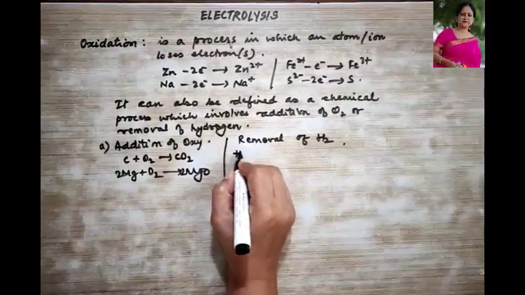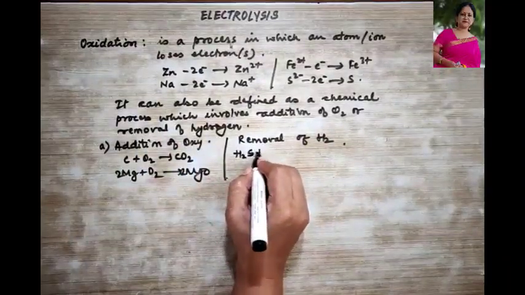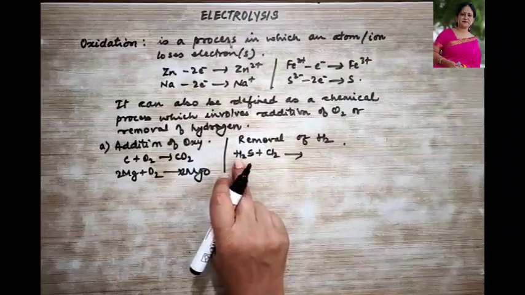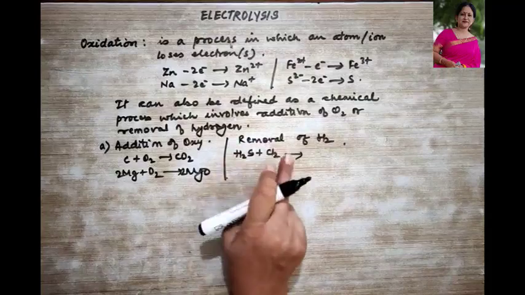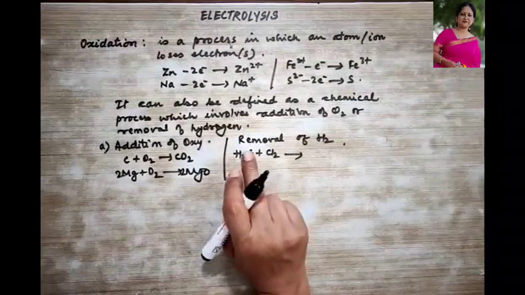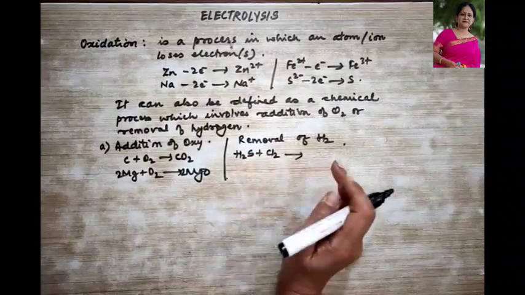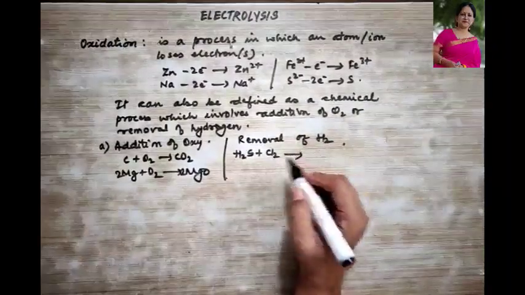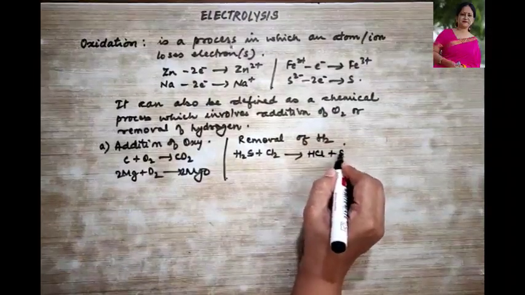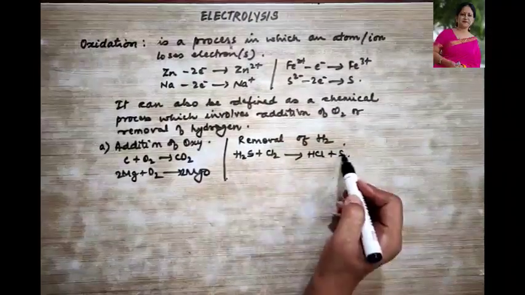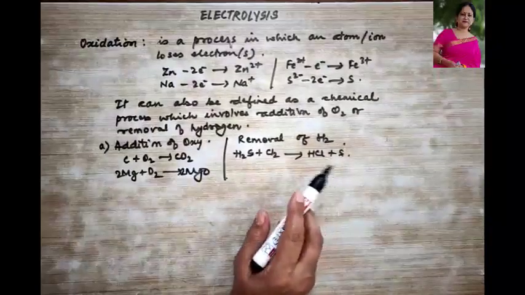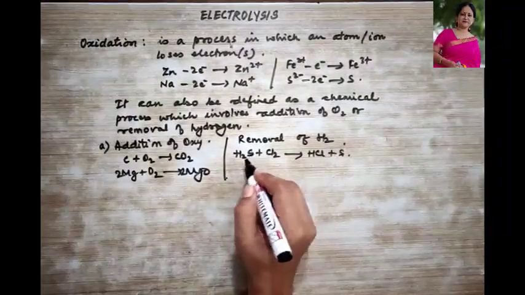An example could be H2S plus Cl2. From H2S, hydrogen is removed and it goes to Cl. So removal of hydrogen has taken place, and this shows oxidation. Thus H2S plus Cl2 forms HCl plus S. From H2S to S, it is showing oxidation, that is, there is loss of hydrogen.